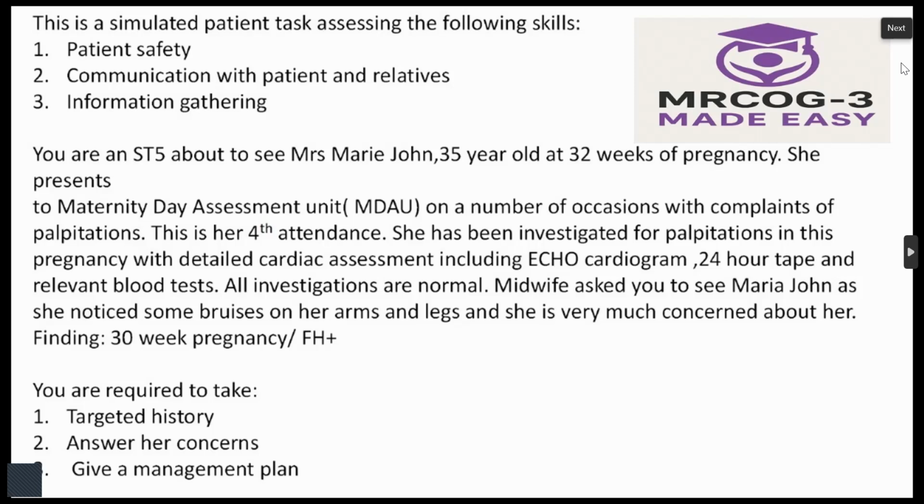Maria, from what I have been informed and what I have seen, I'm really concerned about you and your baby's safety. You have come 4 to 5 times to the hospital with palpitations, but we could not find any reason for it, although we have done all the tests. Bruises with no history of any organic heart lesion, that is palpitations. So that means it is domestic violence.